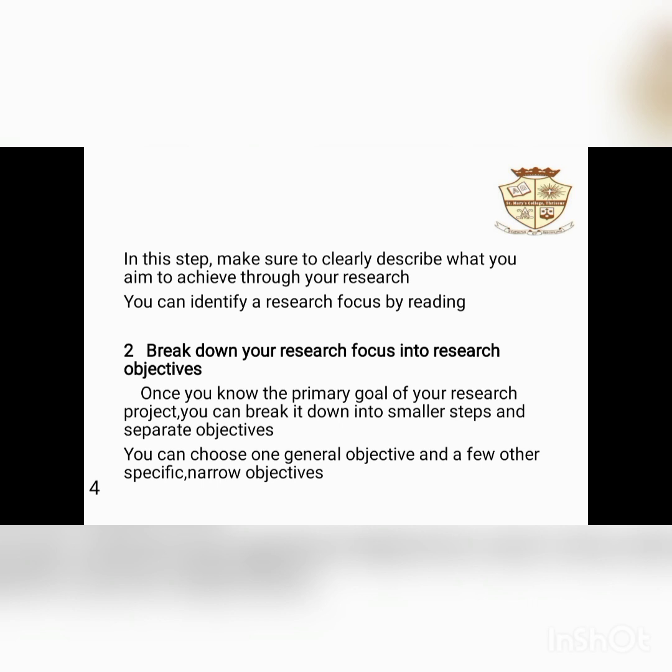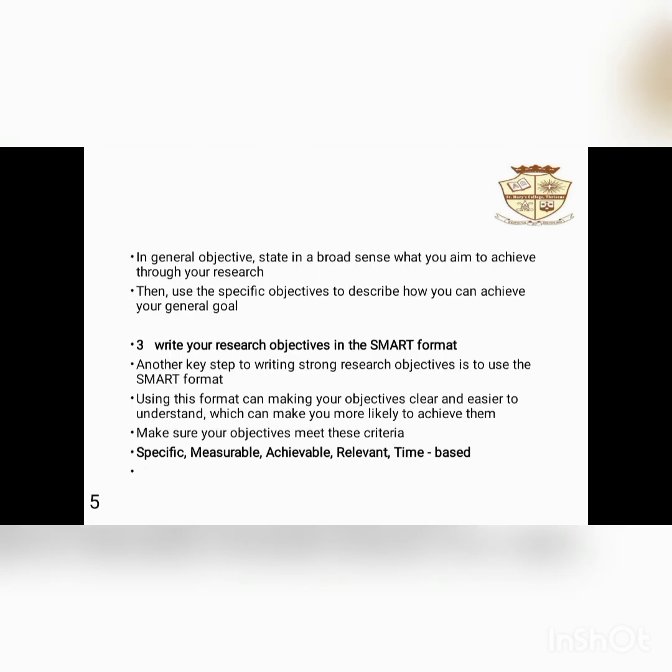Once you know the primary goal of your research project, you can break it down into smaller steps and separate objectives. You can choose one general objective and a few other specific narrow objectives. In general objectives, state in a broad sense what you aim to achieve through your research. Then use the specific objectives to describe how you can achieve your general goal.